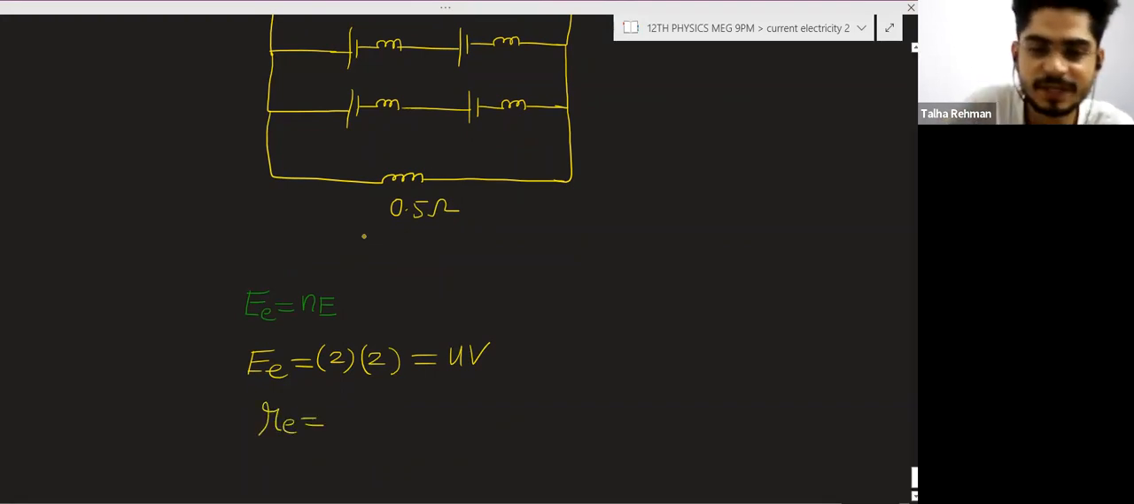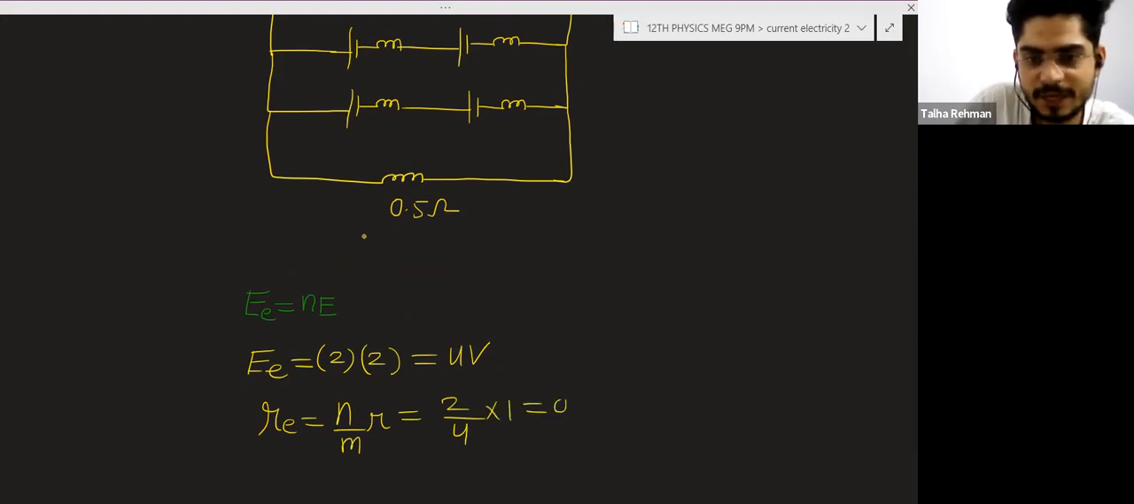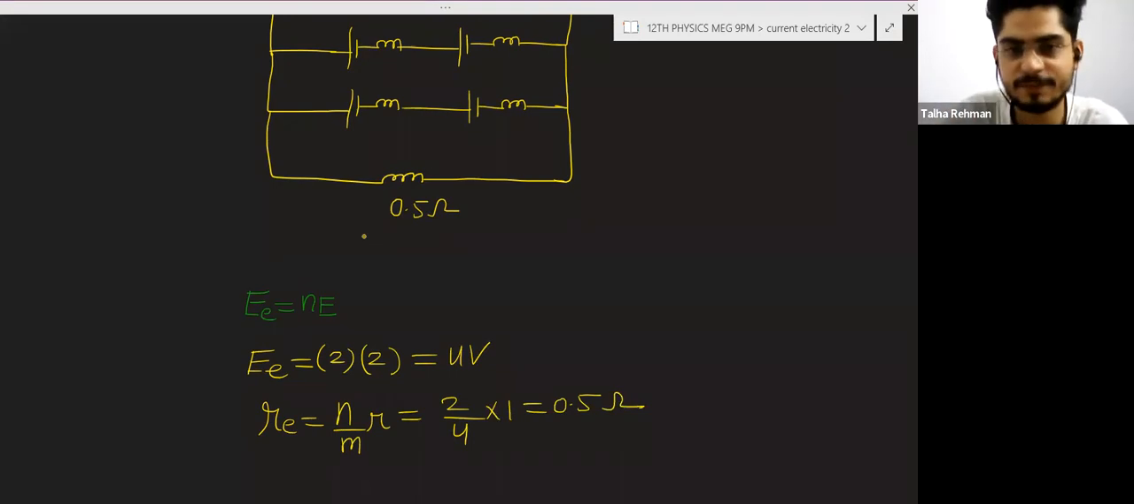If you want to do it from the formula, then you can solve from the formula. I am solving from the formula: n by m into r. What is n? n is 2, m is 4, r is 1. So you will get 0.5 ohm. R equivalent you will get 0.5 ohm.